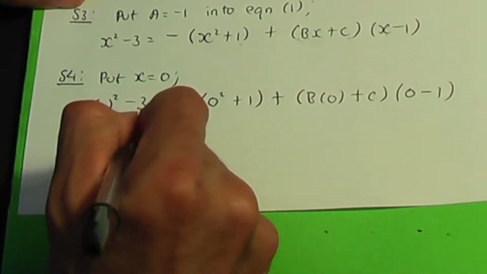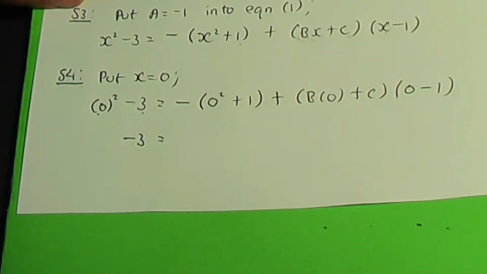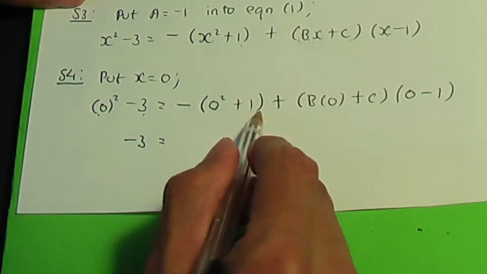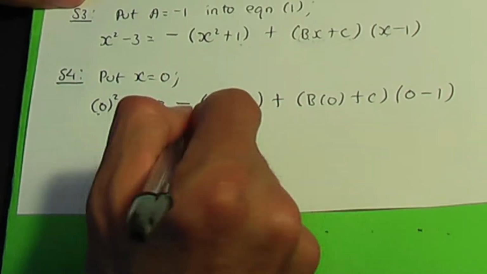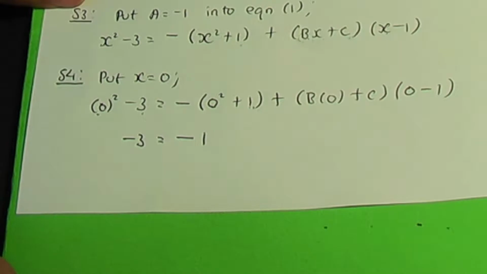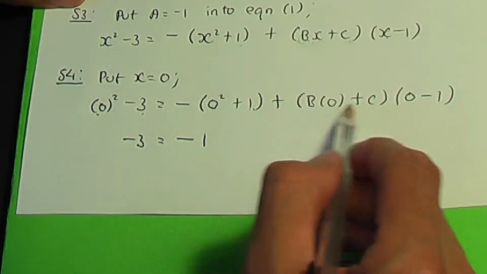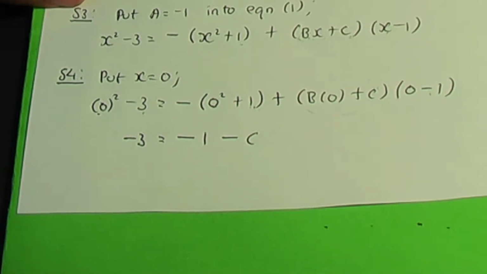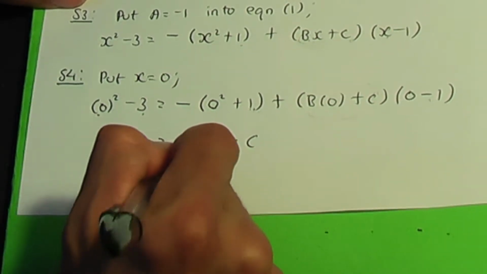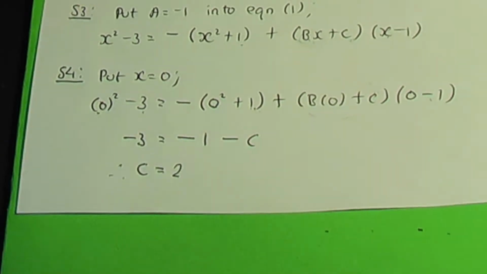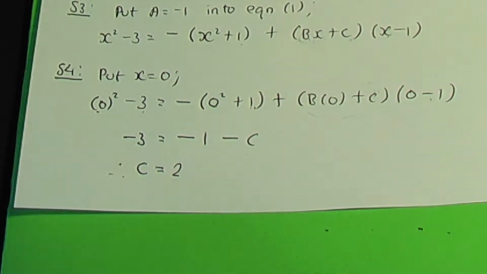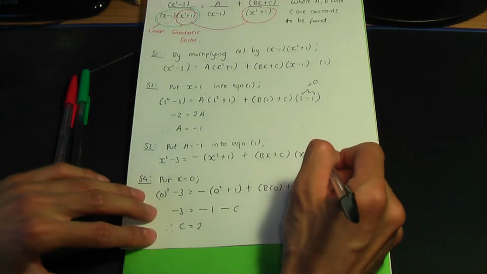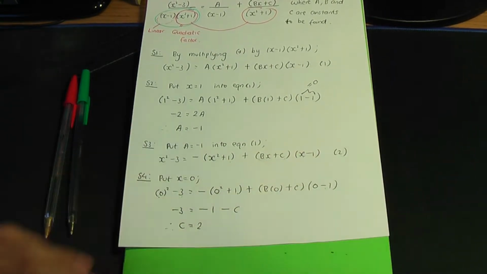0 squared minus 3 is minus 3 when we simplify. That is equal to 0 squared plus 1, which is 1. Don't forget that minus, it's a minus 1. And c from here times minus 1 is minus c. So when you rearrange, c is going to be 2. So that should be the value of c. Now let me put c is equal to 2 into this equation here. Let's call it equation 2.